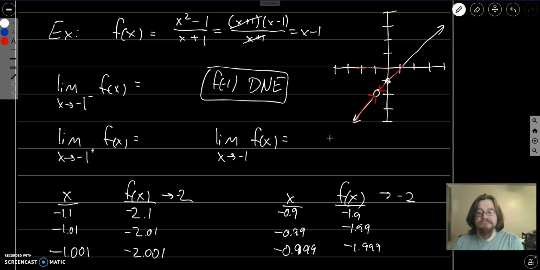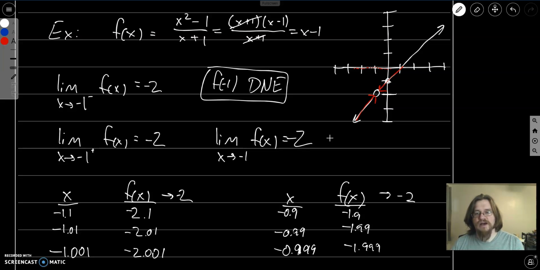And you know what? It doesn't matter. As we approach negative 1 from the left, we're still getting closer and closer to negative 2. As we approach negative 1 from the right, my function height is still getting closer and closer to negative 2. So this limit exists and is negative 2, even though my function does not exist there.